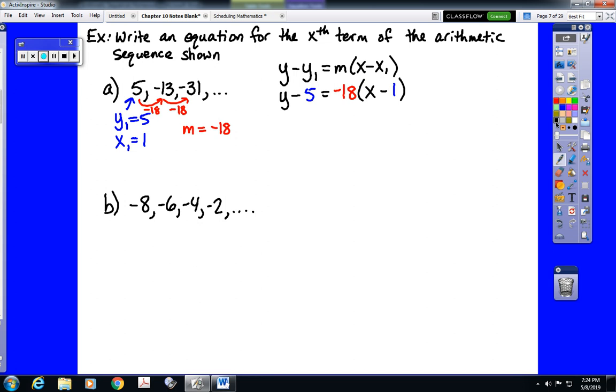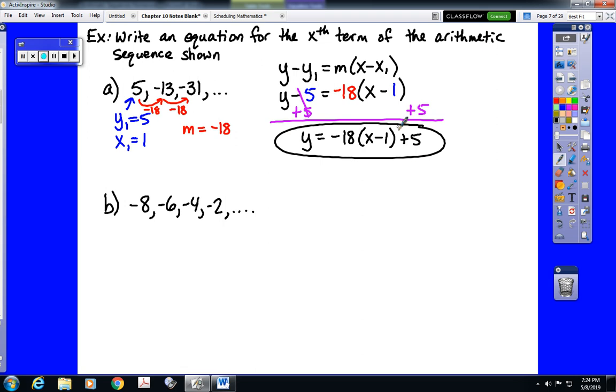However, I would really prefer that it said y equals, so we are going to do one little tiny thing to that. We are going to move the 5, and that's all we're going to do. We're not going to distribute, we're not going to combine like terms. We are just going to move the 5 to the other side. This is the format I would like these equations to be written in. So y equals negative 18 times the quantity x minus 1 plus 5.